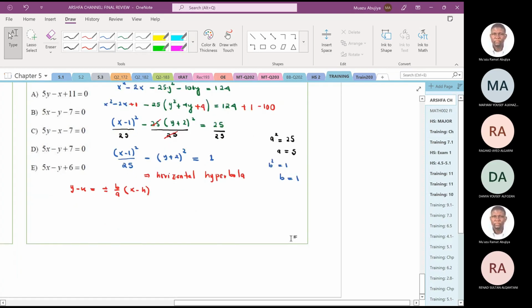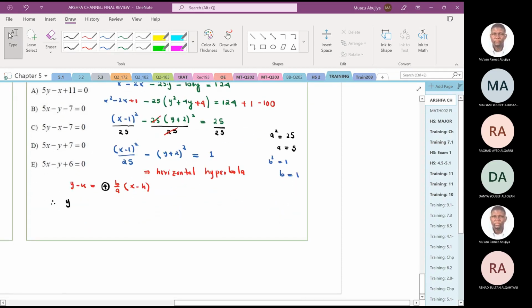Now here, if I substitute, remember that we are looking for the positive slope, so I don't need plus or minus. I need to put only the positive slope, based on what the question is asking. So therefore, we have y, what is going to be our k? We say y plus 2. It is y plus 2, clear from the question directly. It's equal to, the b is 1, and the a is equal to 5, so 1 over 5 into x minus 1.